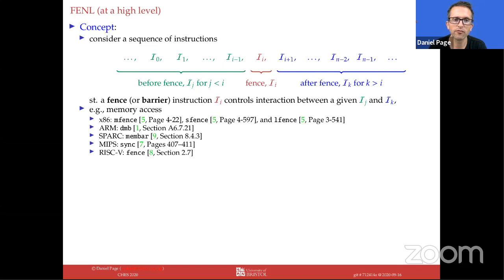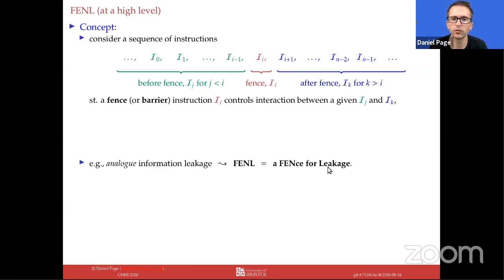So almost every ISA includes some form of fence that allows you to control how memory is accessed and ensure consistency in some way, shape, or form. What Fennel does is use a similar type of concept, but applies it to leakage. So basically, Fennel is a fence instruction for leakage in the sense that it's meant to control interaction between the green part and the blue part of your instruction stream in terms of the leakage characteristics of those instructions.